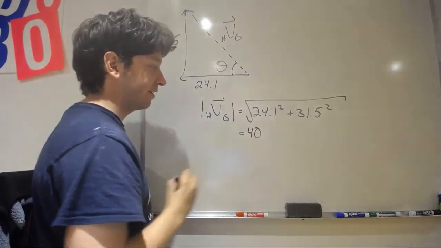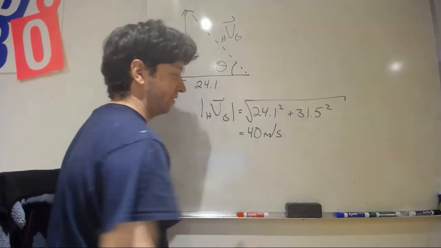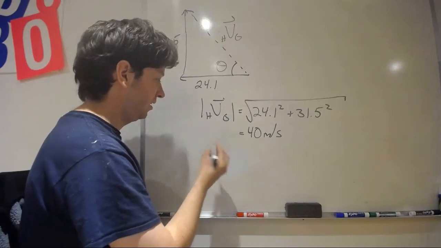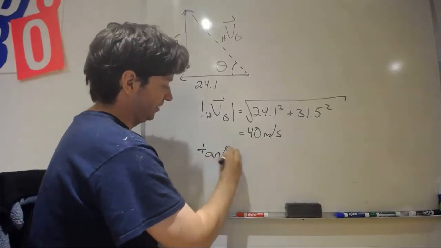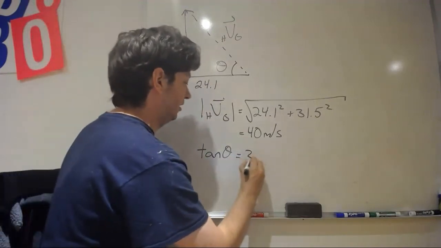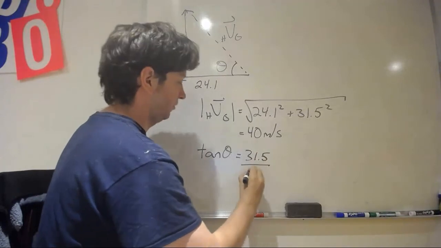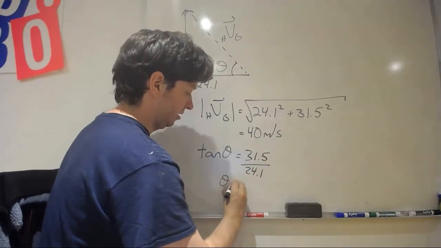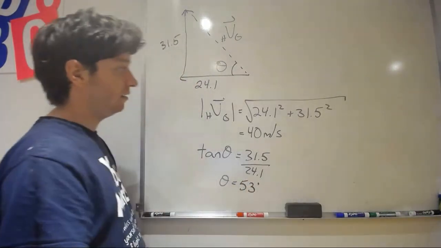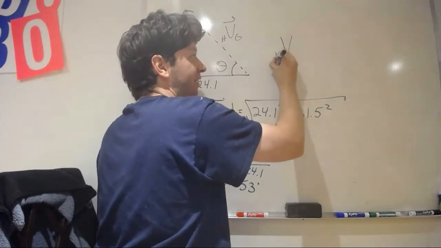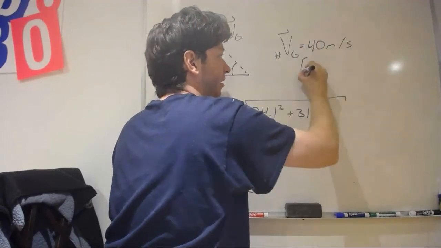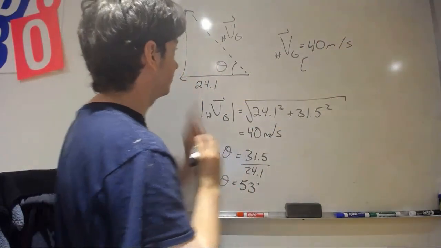But since we need to have our answer in 2 significant digits, I'm going to write 40. I should write 4.0 times 10 to the 1, but I'm being lazy. Then we need to find the angle. So the tan of theta is opposite over adjacent, so 31.5 over 24.1, and you'll get theta to be 53 degrees. Okay, then you're done. Then you just need to state the velocity of the helicopter relative to the ground is 40 meters per second at west 53 degrees north.